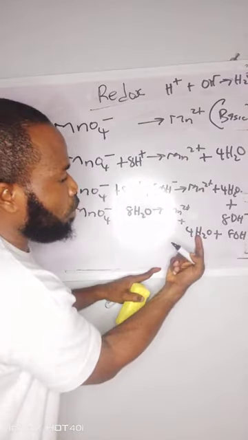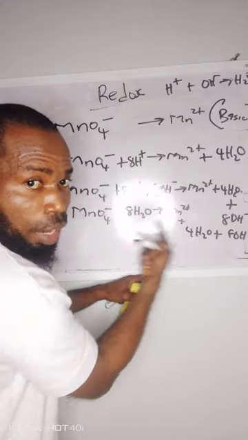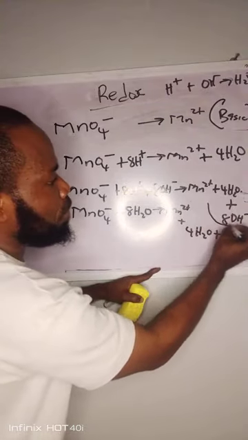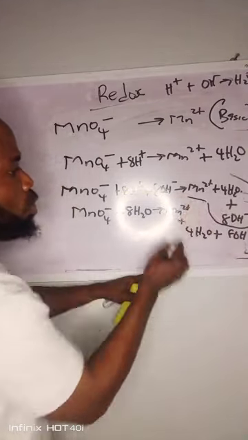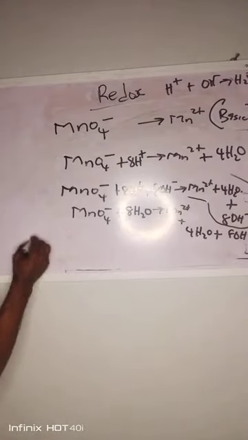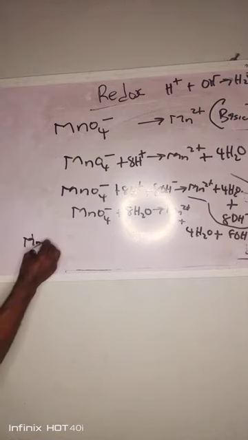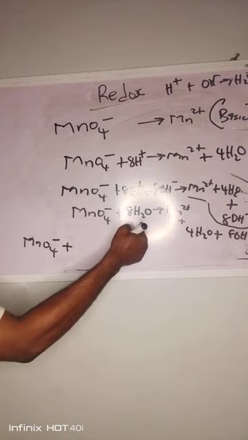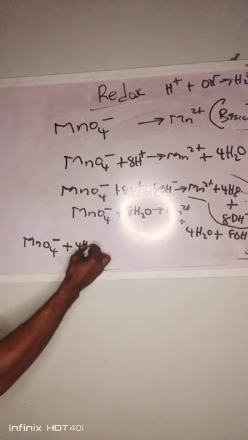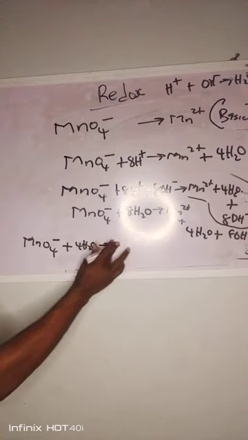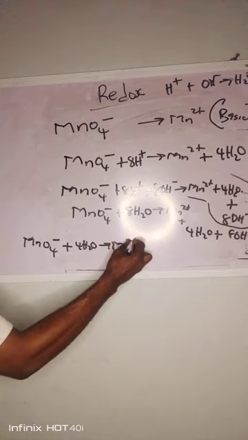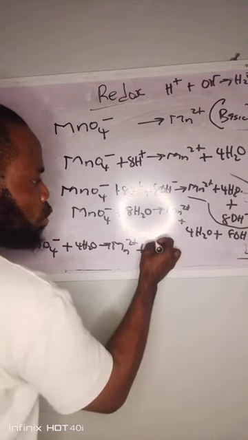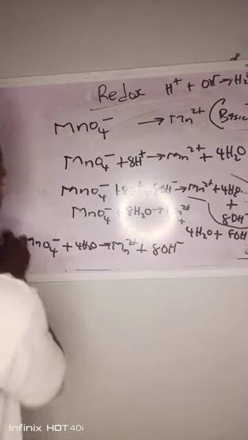I'm going to remove these 4 molecules of water because they are common. So at the end of this equation, we now have MnO4 minus plus 4H2O to give me Mn2 plus, and there's no water molecule here anymore, plus 8OH minus. Now you can see the answer.